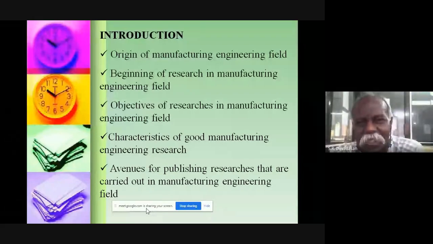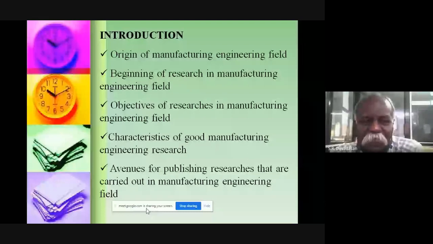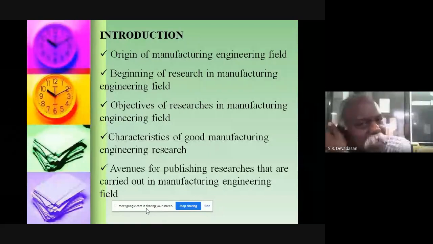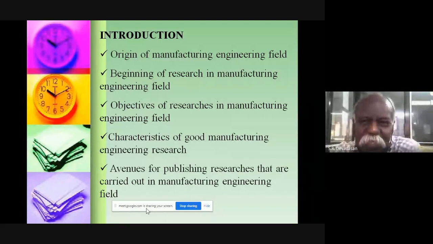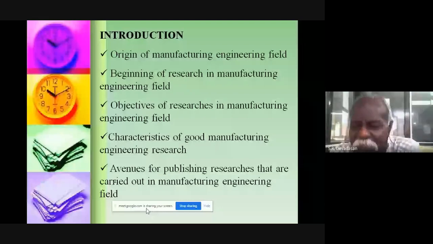So to begin with, the origin of the manufacturing field. Manufacturing is one of the ancient fields. Man would have become a manufacturer as soon as he manufactured weapons out of stones to kill his prey and eat. This way, manufacturing engineering has been playing a very vital role in the life of humankind. Then manufacturing was taking place for a long time in a routine manner.